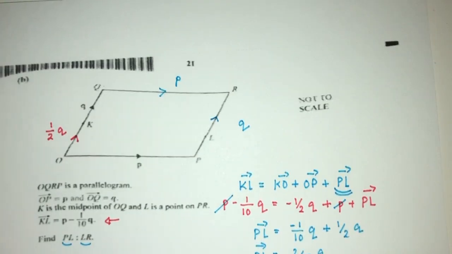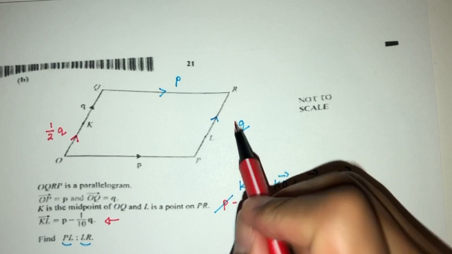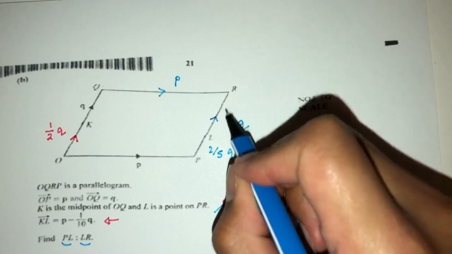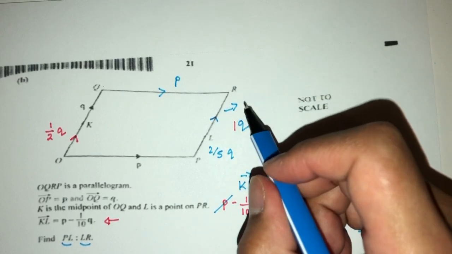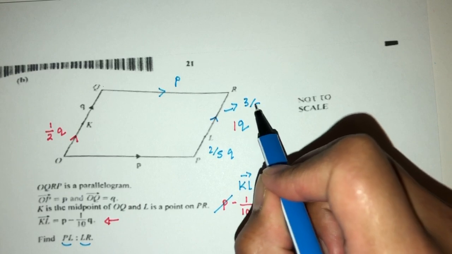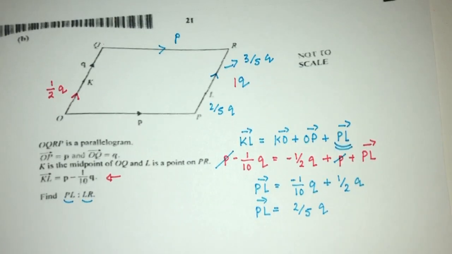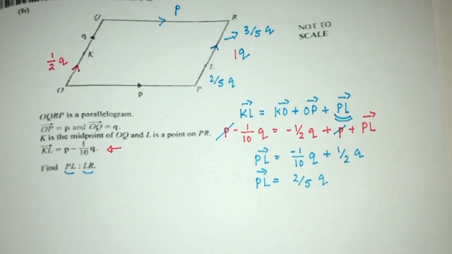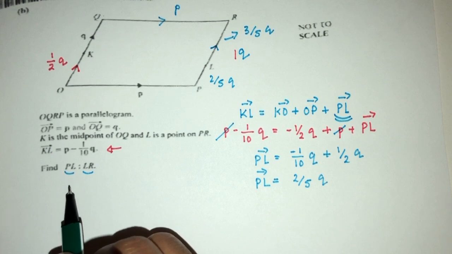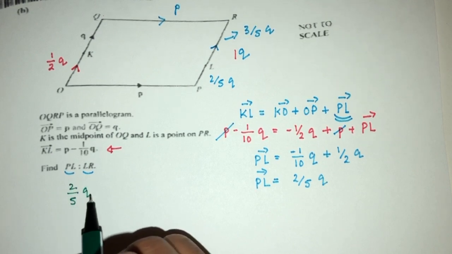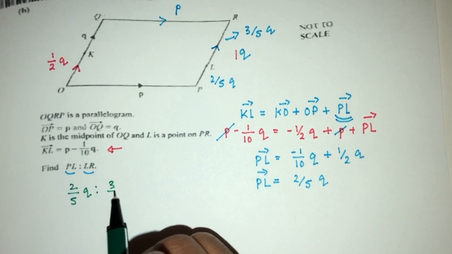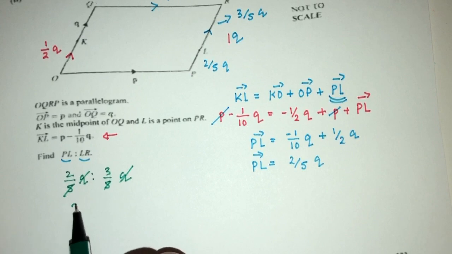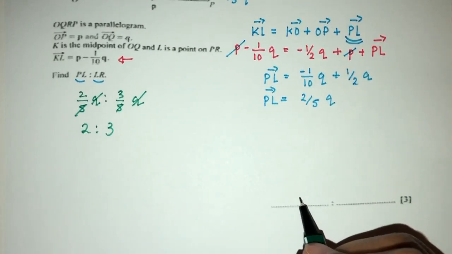So by observation, because the whole thing here is 1Q, PL is 2 over 5Q, which means this one right here, LR, will have to be the remaining, which is 3 over 5Q. So we know the values now. We can just replace in the ratio to find the values that we need to show. So PL is 2 over 5Q, LR is 3 over 5Q. So these two will cancel out, and these two will cancel out. Ratio is 2 to 3 for your answer.